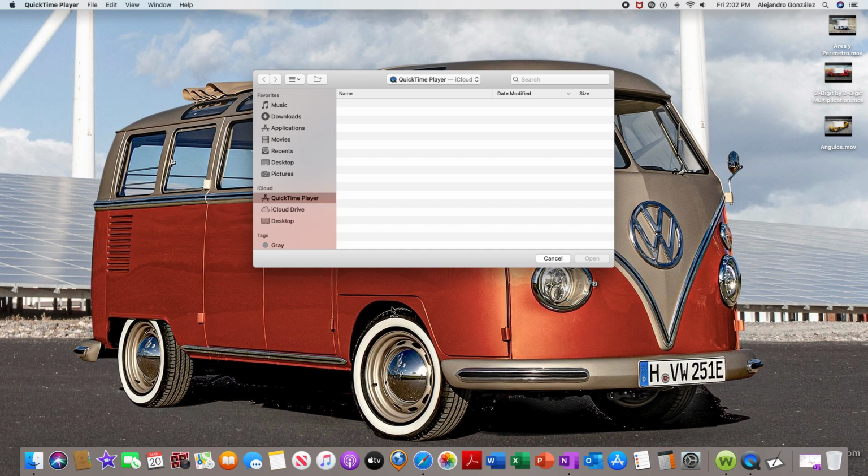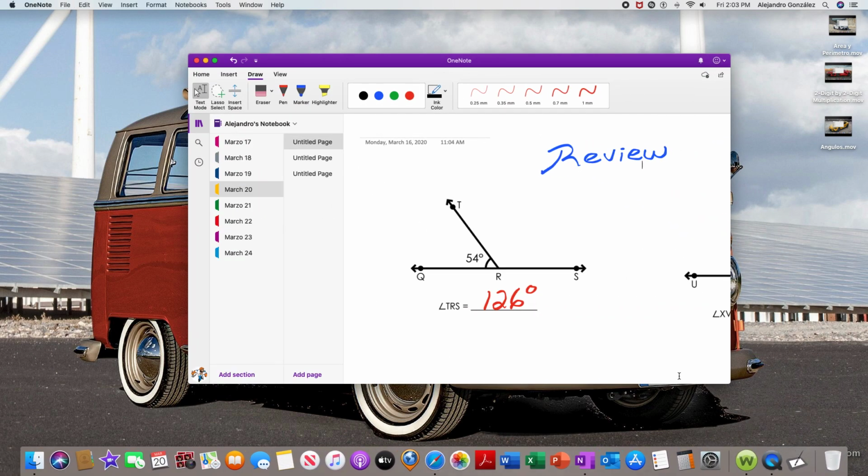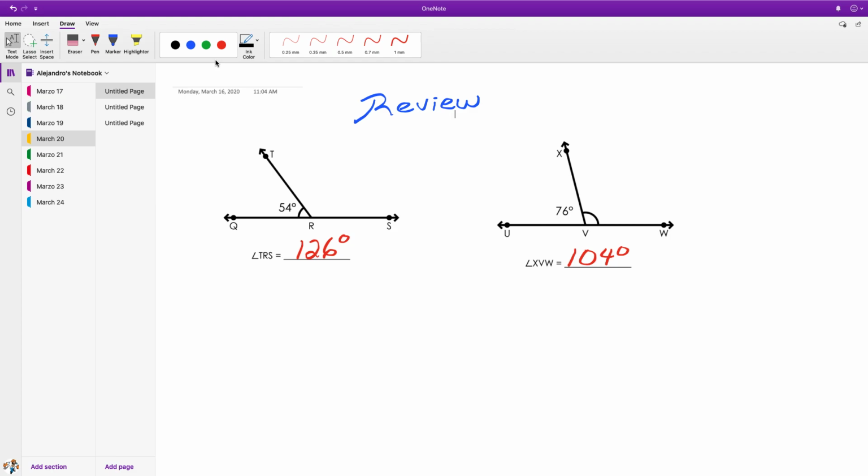So just let me go ahead and change the screen right here. The first thing that I want to do is review the homework with you. This is what you had for homework yesterday. Your job was to find the measurement of the angles. You had to do a subtraction, right? Let's go ahead and see the first one.